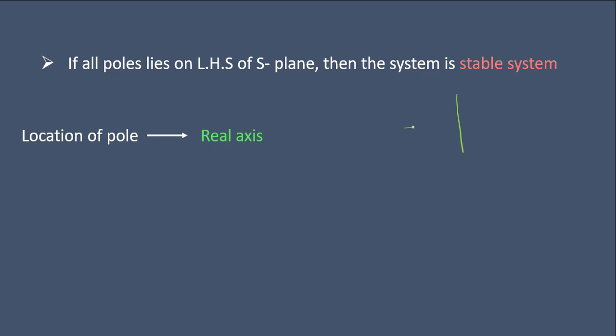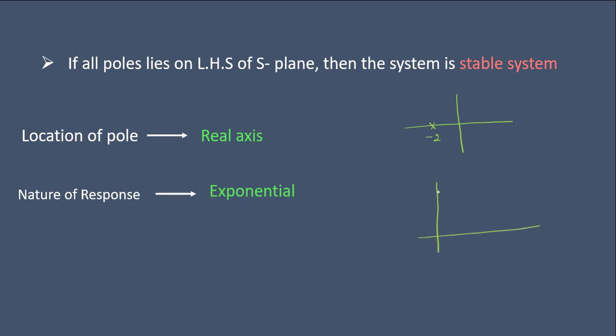Also, the location of pole was on the real axis. Our pole was at s is equal to minus 2. This was my pole. The pole was on the real axis and the nature of response was exponential. Our response was exponentially decaying like this. The value was 10 e raised to minus 2t u of t. So this is extra information: when the location of pole is on the real axis, then the nature of response will be exponential.